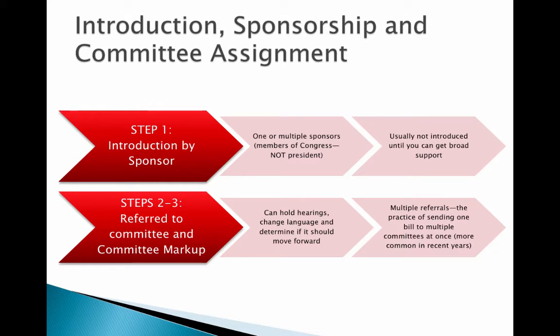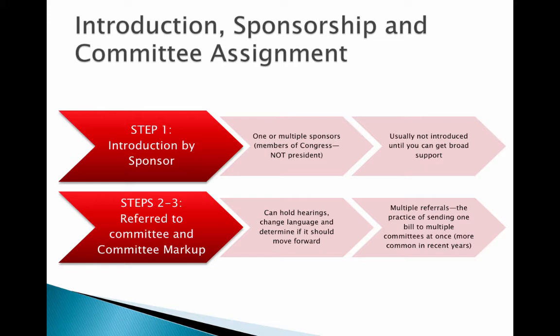The first step is that you have to have a bill that is introduced by a sponsor who is a member of Congress. Now, I know this sounds simple, but a lot of people think the president can initiate legislation. That is actually not the case. The president can't initiate legislation. The president can ask a member of Congress to do that, but they have to actually find a member of Congress to be willing to do that. So you need to have at least one sponsor in one chamber, meaning the Senate or the House.